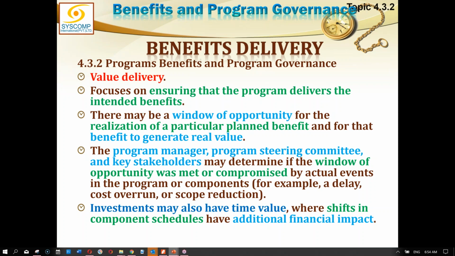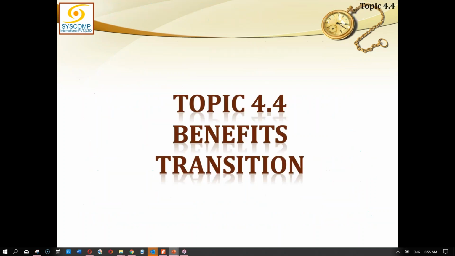Investment may also have time value, where shifts in component schedule have additional financial impact. It is just like, there is a sale on in a shop, and if you buy something during that period, you will be benefited. Otherwise, you have to pay the full cost. So similarly, additional financial impact could be there if you cannot take advantage of the window of opportunity as far as the investment is concerned.